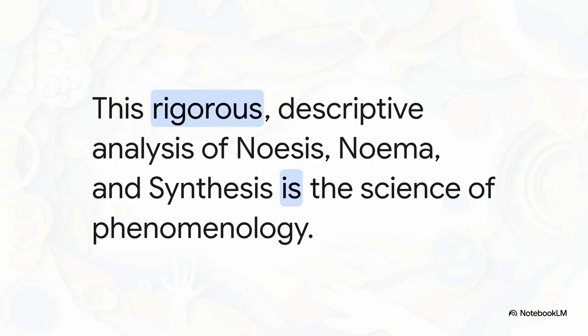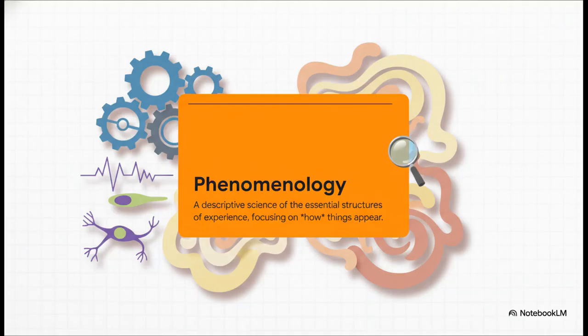It's not a causal science trying to explain why things happen. It's a descriptive science that maps out the essential structures of how things can appear to us in the first place. See, unlike physics, which wants to explain the world with causal laws, or psychology, which might look at the neurological basis of perception, phenomenology is a descriptive science. Its goal is to describe the universal, necessary structures of any possible experience. It describes how a world can even appear to a subject at all.